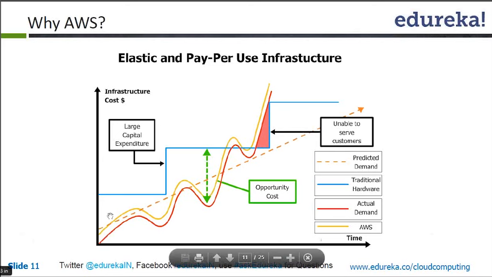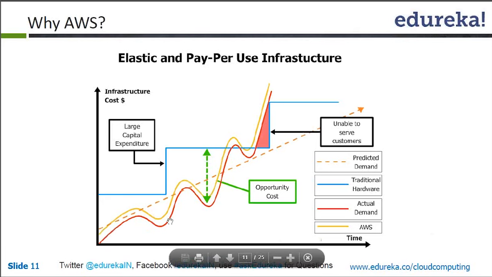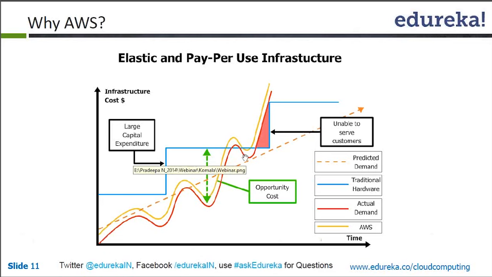Assume my infrastructure capacity also goes along with the demand, like this yellow line. I'll provide like 20% additional capacity than the actual demand. Whenever it goes up, it goes up along with the actual demand. Whenever it goes down, it goes down along with the actual demand. That way, I will be serving all the customers, and I will not be over provisioning.